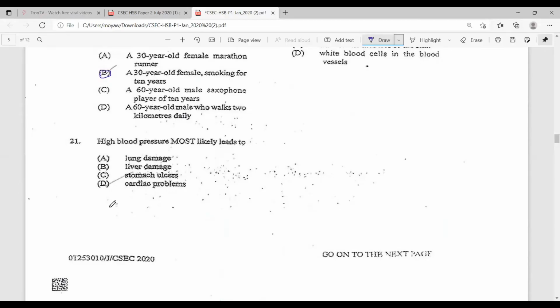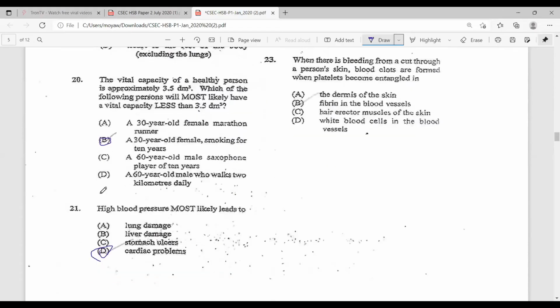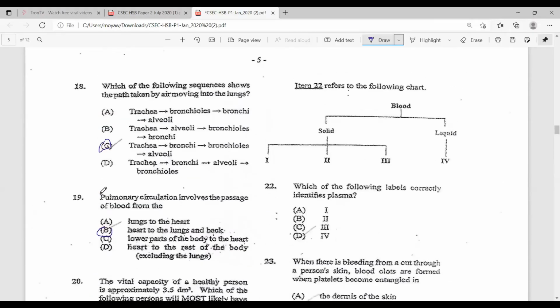21. High blood pressure most likely leads to, so we have A, lung damage, B, liver damage, C, stomach ulcers, D, cardiac problems. So the best option here is cardiac problems, since we're talking about blood pressure. And when we're talking about cardiac, we mean heart problems, students.